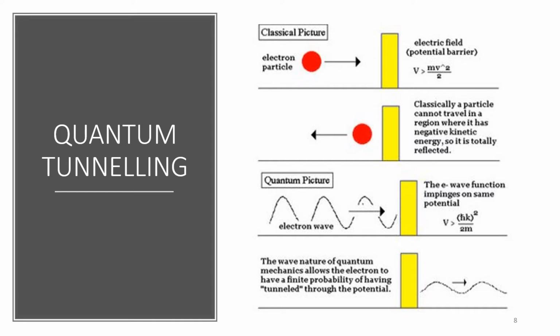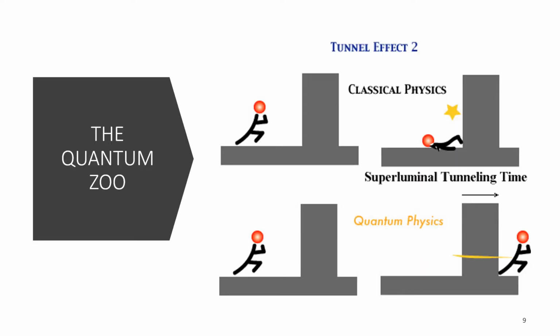But imagine that we are in the quantum world. In this case, unless the wall is infinitely high, there is a probability that the quantum particle trespasses the wall. Let me illustrate the situation with an example.